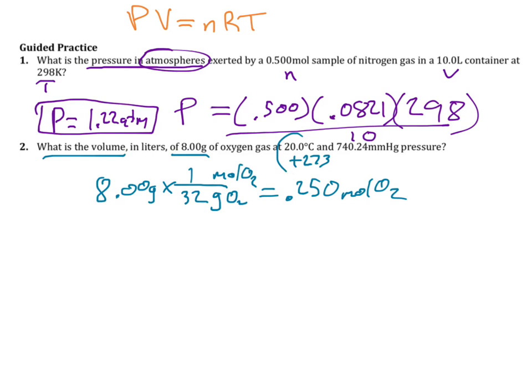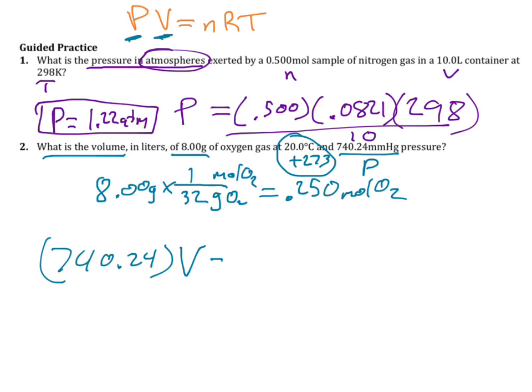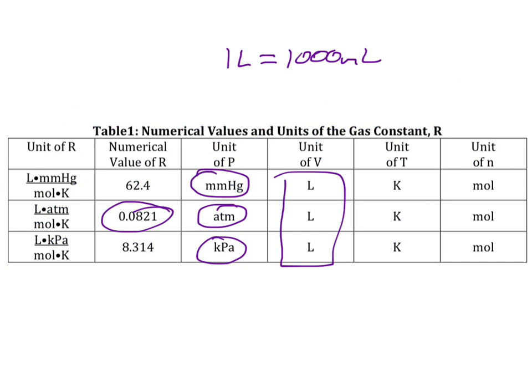And so we have that for temperature there, and then we have our pressure right here. So let's go ahead and plug this stuff in here. So we have 740.24 for our pressure. Okay, so we just plugged in our pressure. We're looking for the volume. It's asking for that. We just calculated the moles. R, well, that's going to be the gas constant, which, let's go ahead and take a look here.